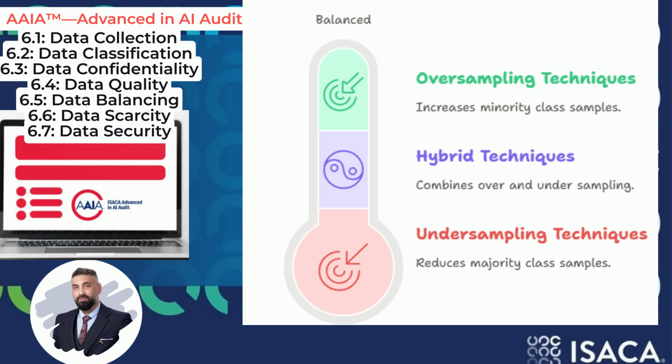Second, algorithm-level approaches, also known as cost-sensitive learning, which modify the learning algorithm rather than the data. Cost-sensitive classification, assigning a higher misclassification cost to the minority class. This forces the model to pay more attention to correctly classifying minority instances. Modifying the decision threshold, adjusting the classification threshold of the model to be more sensitive to the minority class.